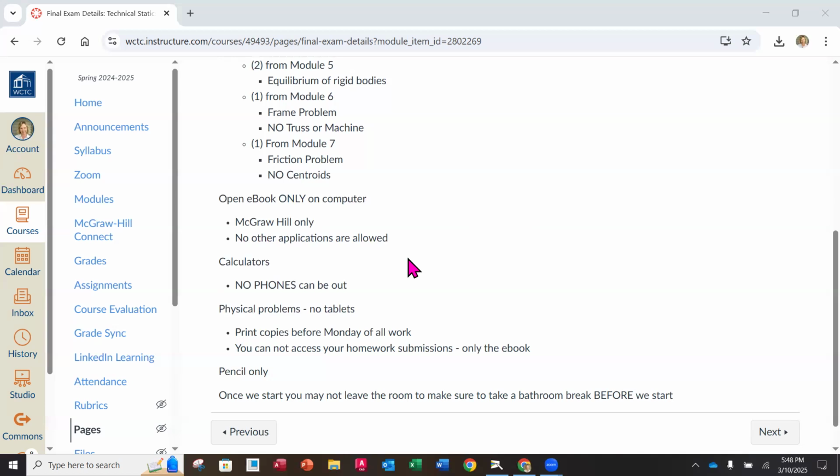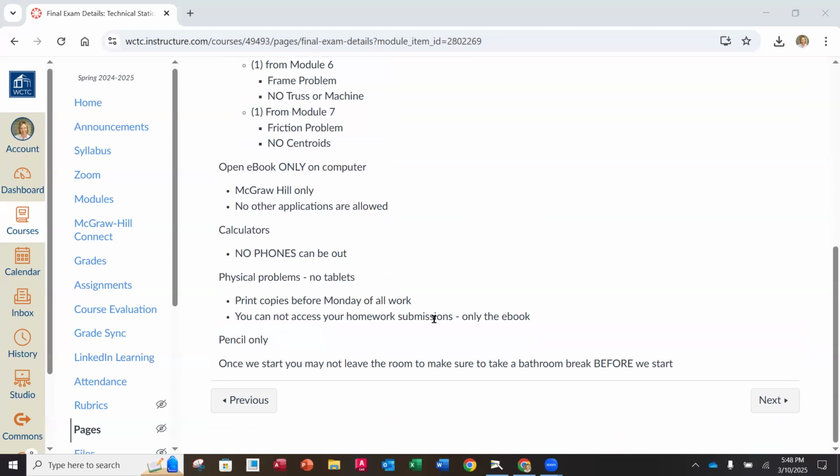Physical problems only, no tablets. So if you have been submitting electronically, as you know, then you want to make sure that you have the hard copies either printed out or available, maybe in a notebook that you've been using. I know a lot of people have been taking pictures of their notebook. You cannot access your homework submission. So even though you can be on Canvas for the book, again, I don't want you flipping through. I'm not going to try to keep track of where you're at as I'm sitting in the back. I just want to see that it's just the screens for the book. That's it. Make it easy for me.